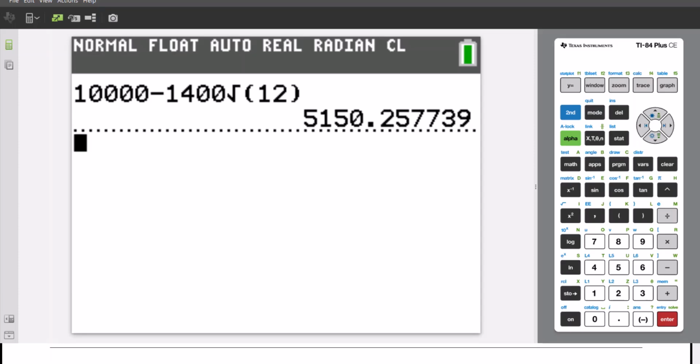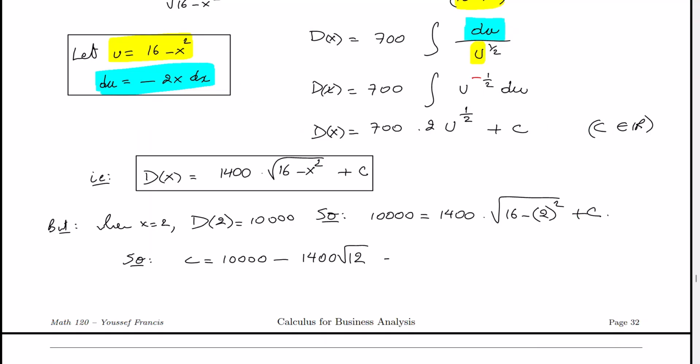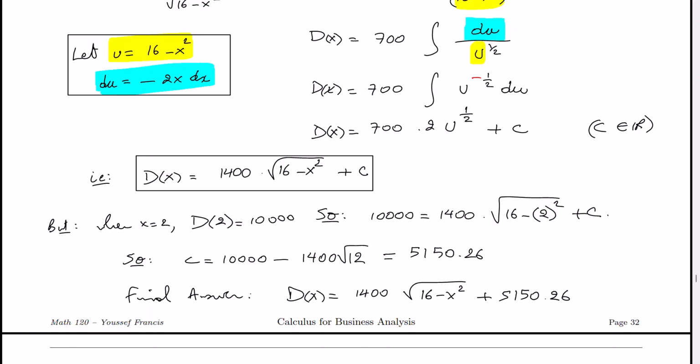And it's 5150.257739. They didn't tell me what decimal to round to, so I'm just going to round to 2 decimal places. So I'm going to say 5150.26. So 5150.26 is the value of c. So what's my final answer? The final answer here in this problem is going to be that the demand function is 1400 times the square root of 16 minus x squared plus the c, which we discovered is 5150.26. And that concludes the problem.